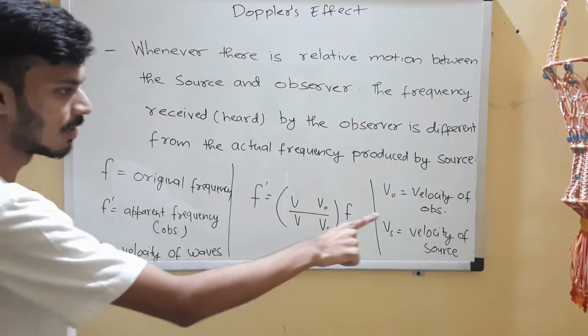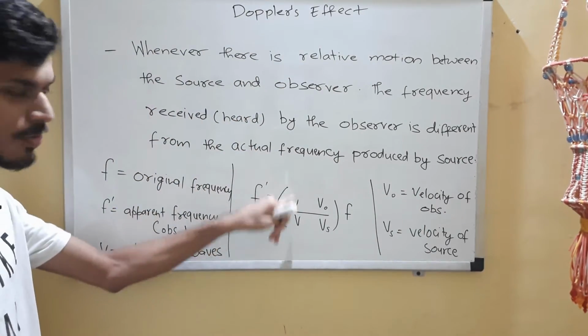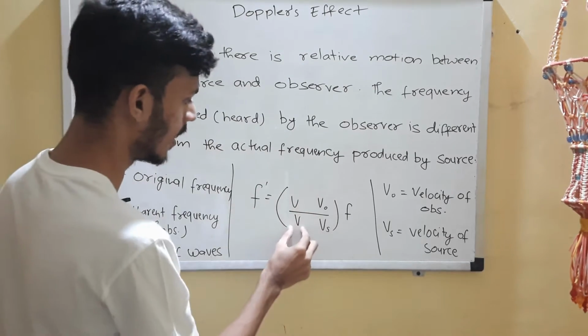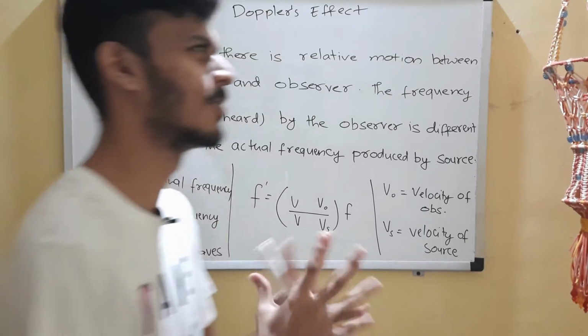So v is the velocity of the wave over here. This v stands for the velocity of the wave. Just remember the syntax: v in the numerator, v in the denominator. It stands for the velocity of the sound waves.